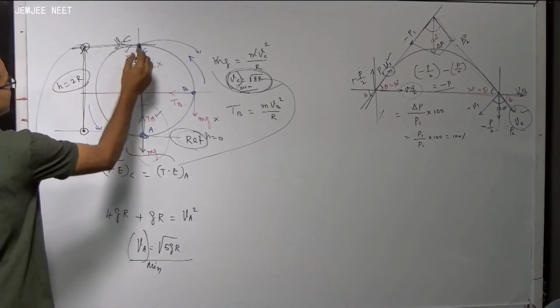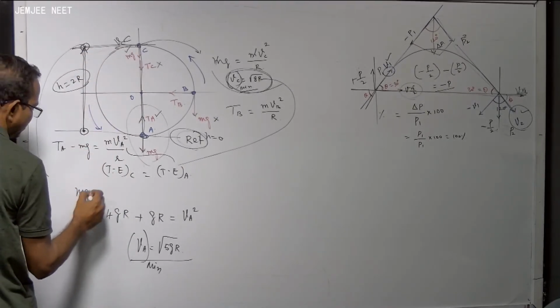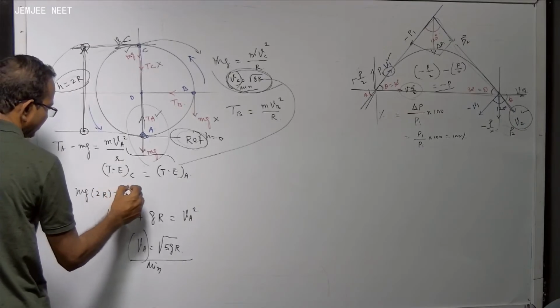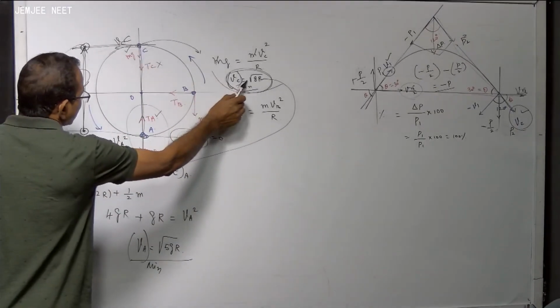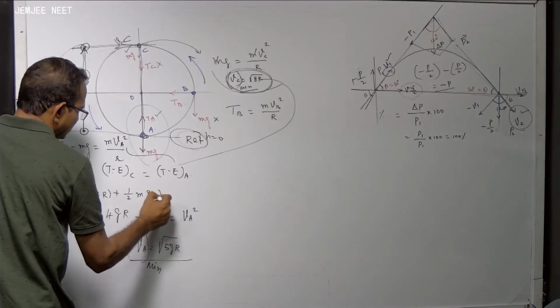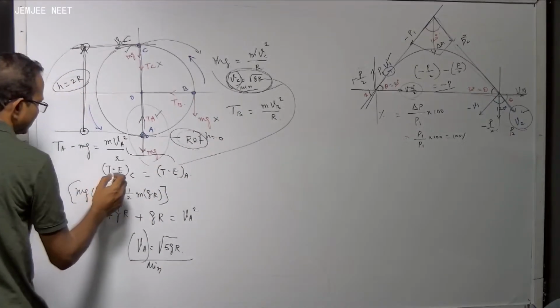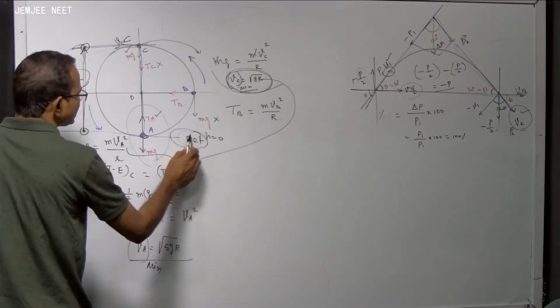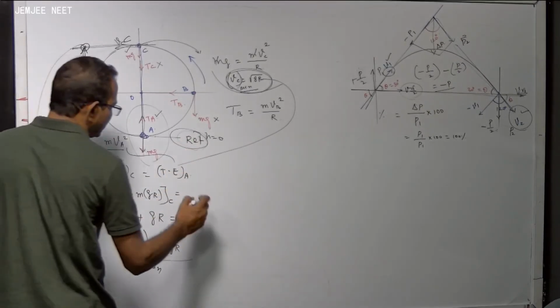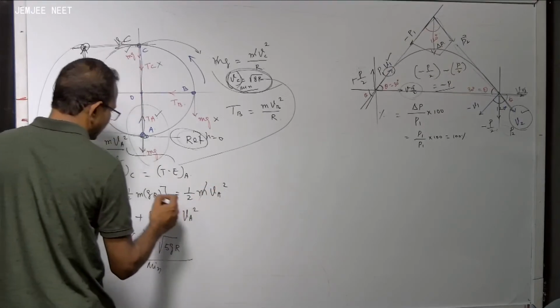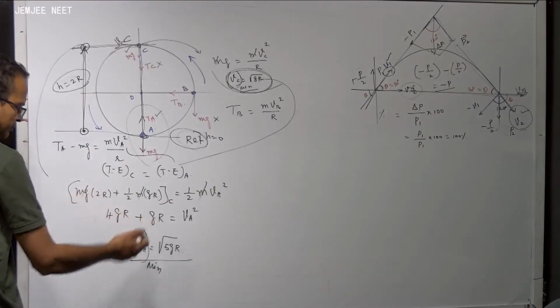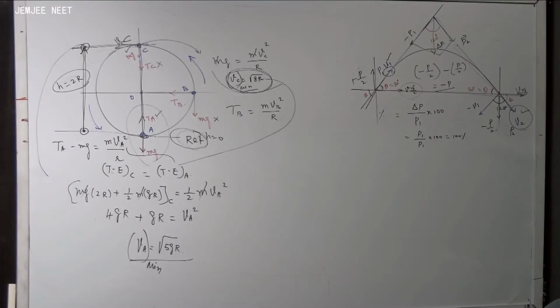Now tell me, what all is there in the total energy at C? mg into 2R, the potential energy, plus half m velocity square, gr. This is the total energy at C. Total energy at A: reference, no height, no potential, only kinetic, half m VA square. That's all. If you solve, you will get it. Getting it? Yes sir.